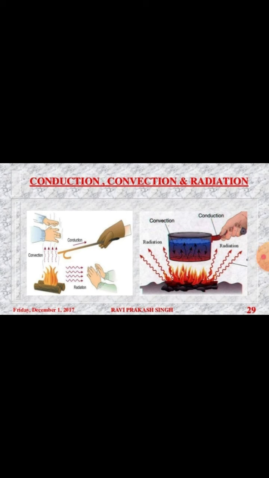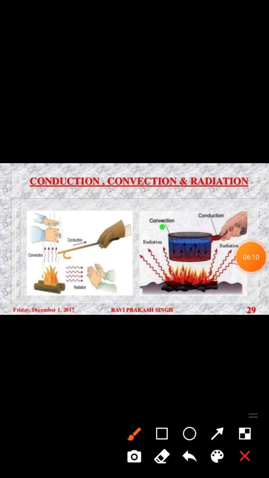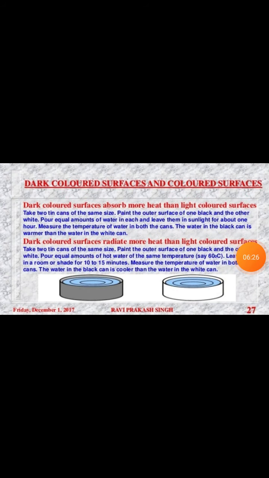In this one picture, the upper side shows convection, this is conduction, and this is radiation. Both sides show convection, conduction and radiation. Okay, children. Now we can move on to dark colored surfaces and light colored surfaces.